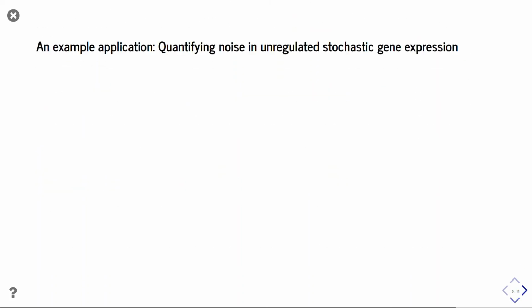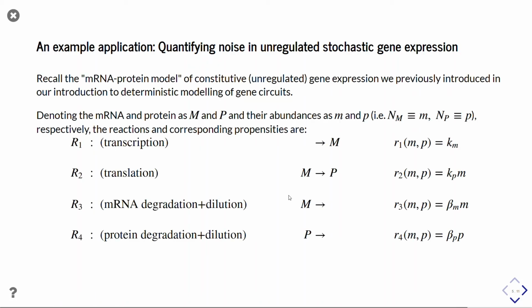The example we'll consider is quantifying noise in unregulated stochastic gene expression. Recall the mRNA protein model of constitutive or unregulated gene expression that was previously introduced in the Introduction to Deterministic Modeling of Gene Circuits. Denoting the mRNA and protein as capital M and capital P and their abundances as lowercase m and lowercase p, respectively, the reactions and corresponding propensities are shown below.